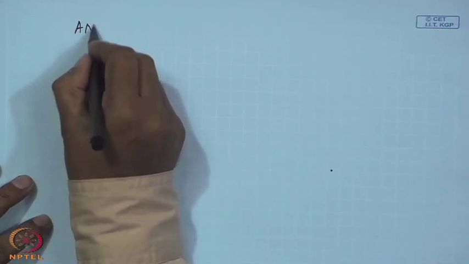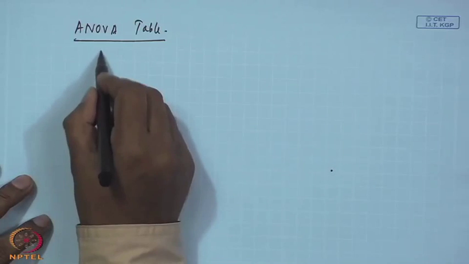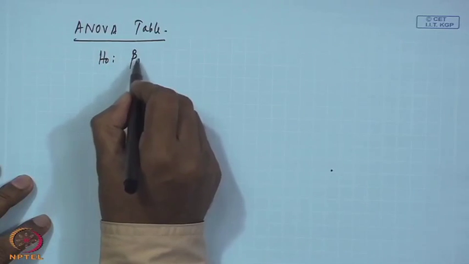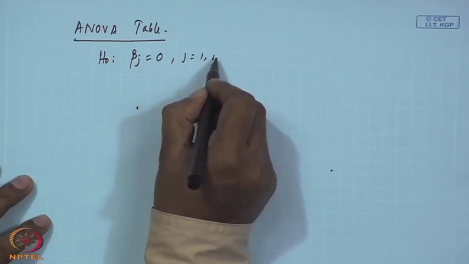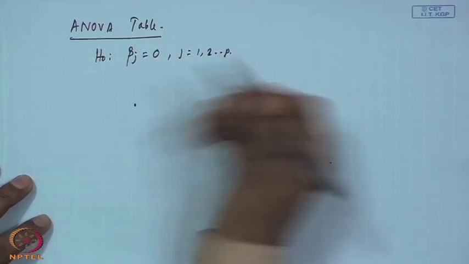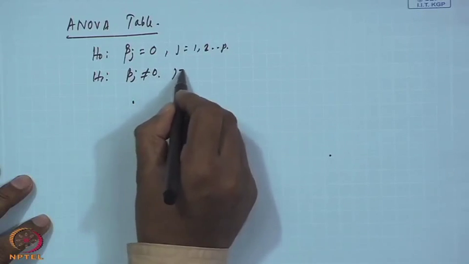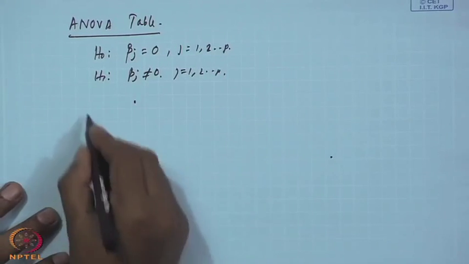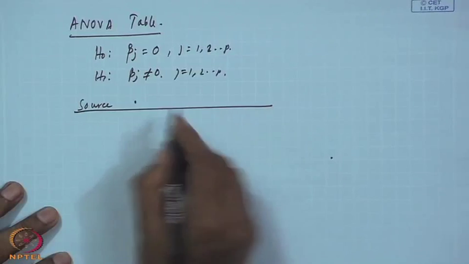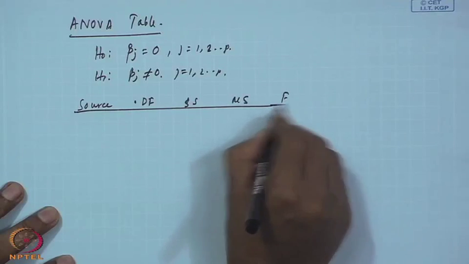Now we will go for the ANOVA table. Your case study must show this ANOVA. In the ANOVA table, we test two hypotheses: H0, beta j equal to 0 for j equal to 1 to p, and Ha, at least one beta j not equal to 0. Then you calculate the ANOVA table. The ANOVA table will have source, then degree of freedom, SS, MS, then you test the F.